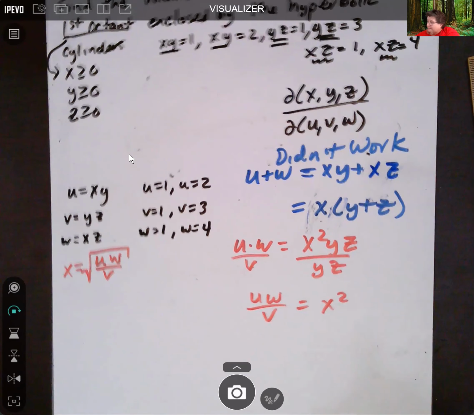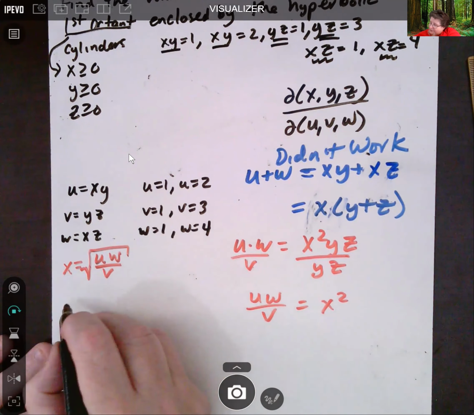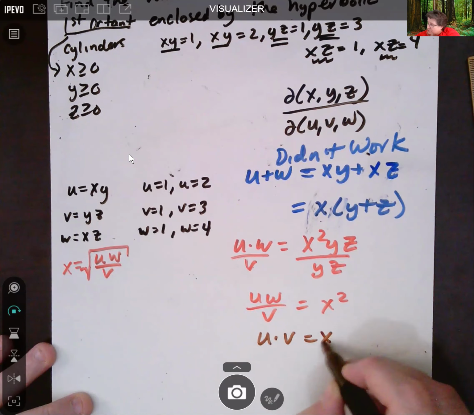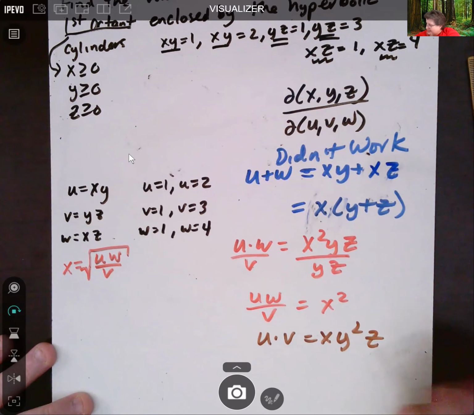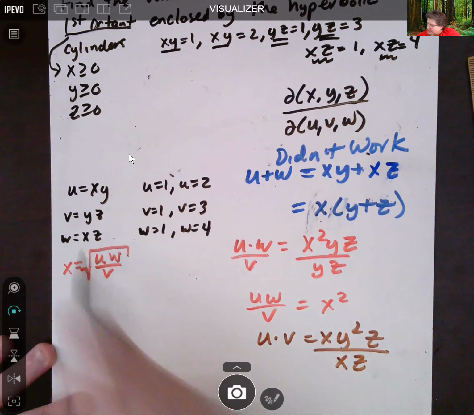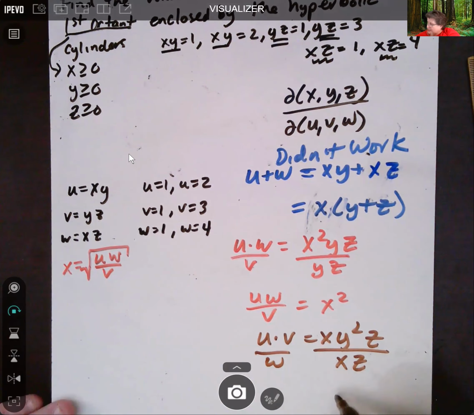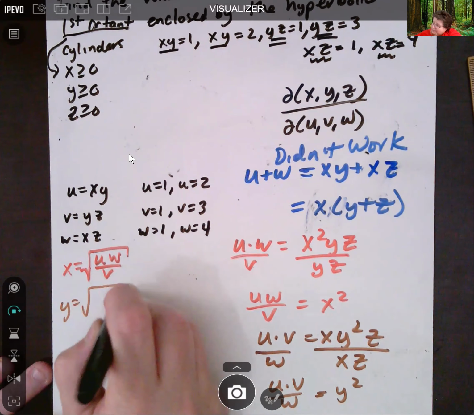If I wanted to get y, I could multiply u and v together. So u times v is x, y squared z. And so I need to get rid of the xz. Xz is w. So I get y squared equals uv over w. So y will be the square root of that.